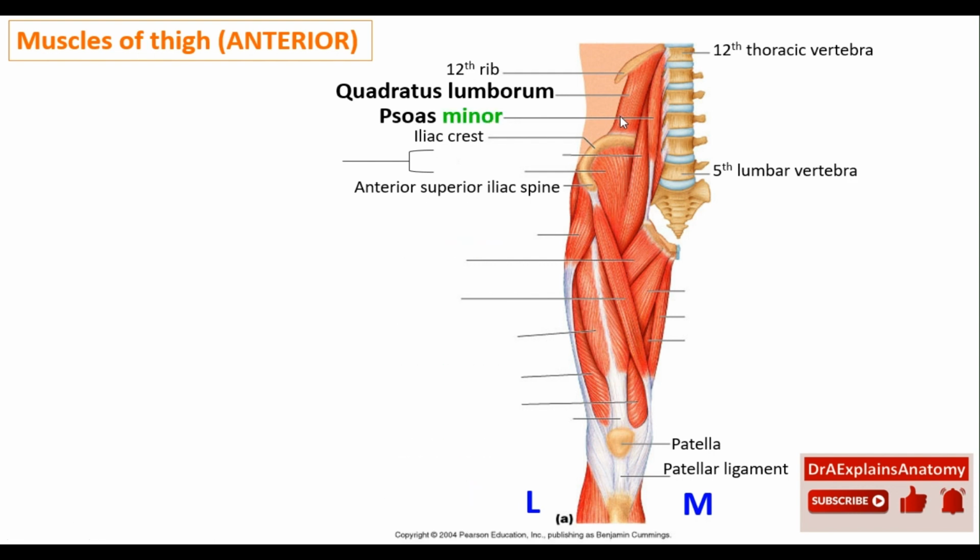Next, we have the psoas minor muscle. So this is the psoas minor muscle. Right underneath it, we have the psoas major muscle. The muscle that covers the ilium bone, this is the iliacus muscle. Both the psoas major and the iliacus muscle, they form the iliopsoas muscle. This right here is the tensor fascia lata muscle on the lateral aspect.